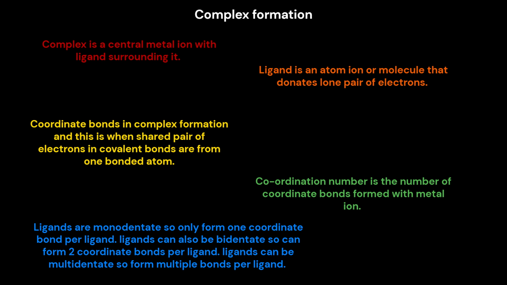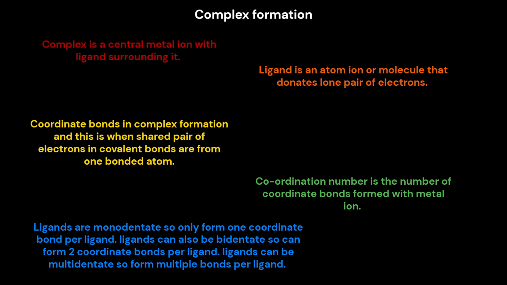Complex formation. A complex is a central metal ion with ligands surrounding it. A ligand is an atom, ion, or molecule that donates a lone pair of electrons. Coordinate bonds form in complex formation, which is when the shared pair of electrons in a covalent bond comes from one bonded atom. Coordination number is the number of coordinate bonds formed with the metal ion.